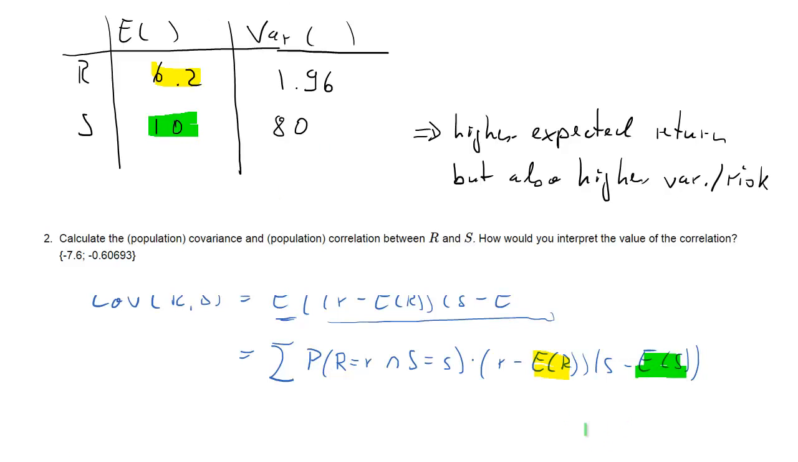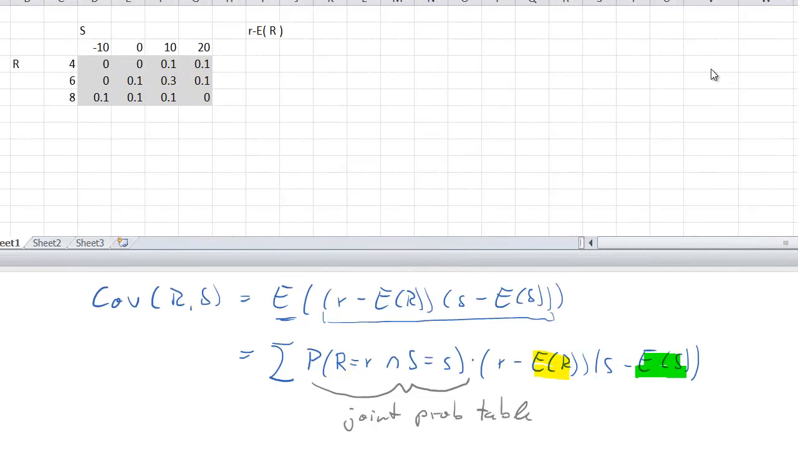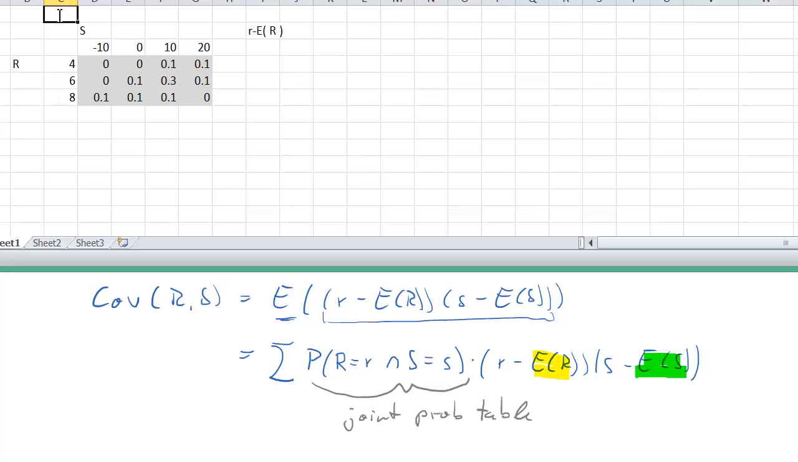Now what we already know is the expected value of R and expected value of S. What we also need to use are these probabilities. These are the joint probabilities from the joint probability table. So now we're going to do this calculation in Excel. Here I replicated the joint probability table. That's just from the question, just replicated in Excel. And now there are two more terms which we need. We need little r minus the expected value of R, and little s minus the expected value of S.